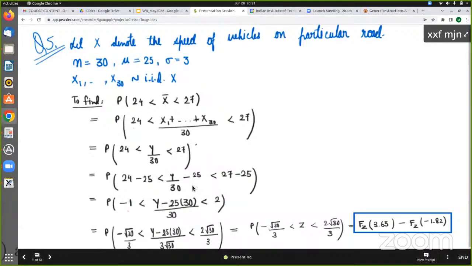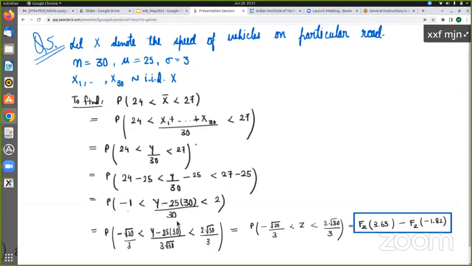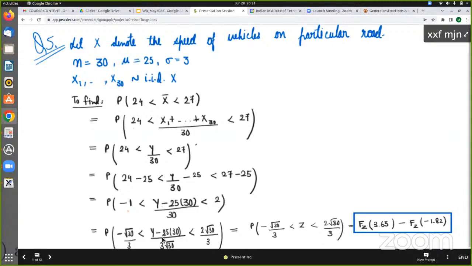So we come to this step now. I'm dividing the entire thing by 3 because of the standard deviation, because we wanted the term in that format, y minus mu over sigma. So this middle term becomes z. So probability that minus root 30 by 3 is less than z is less than 2 into root 30 by 3.